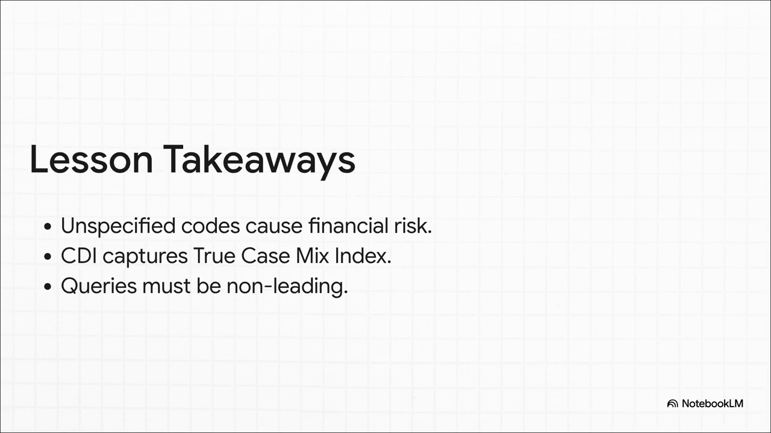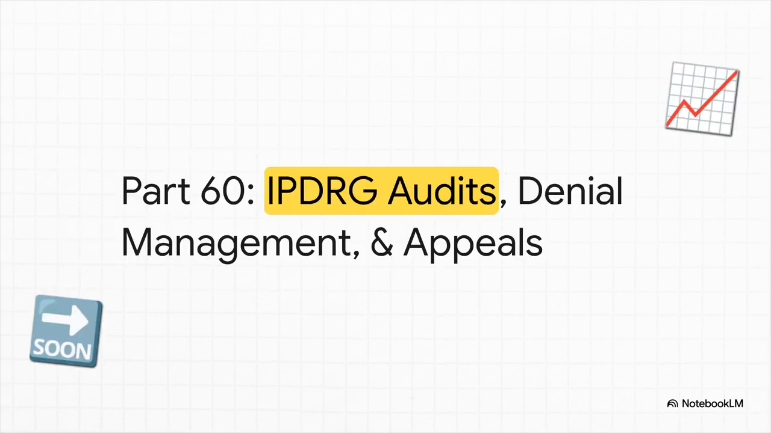Our main takeaways. Number 1, unspecified codes are a massive risk that will trigger immediate revenue loss and payer denials. Number 2, a strong CDI workflow is your best defense, beautifully bridging the gap between clinical indicators and coding to capture your hospital's true case mix index. And number 3, if you have to query a physician, it must strictly adhere to non-leading compliance logic to avoid upcoding fraud. Understanding these rules perfectly sets the stage for our next lesson.